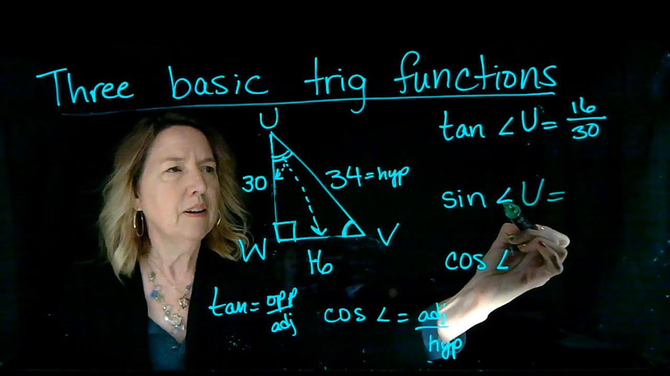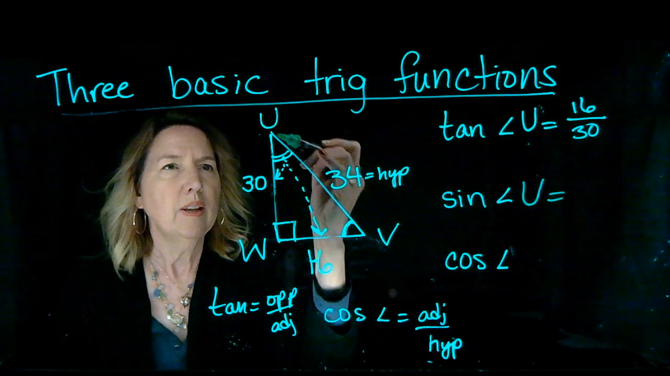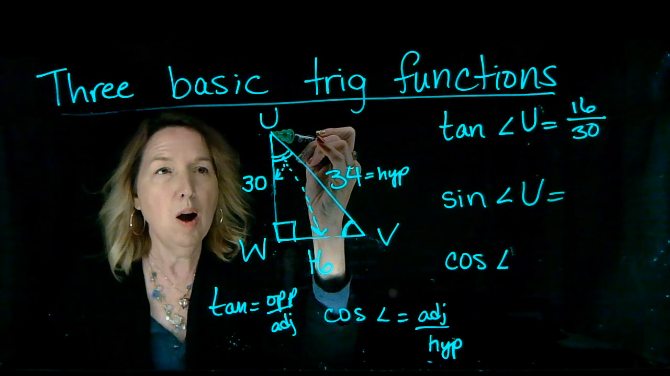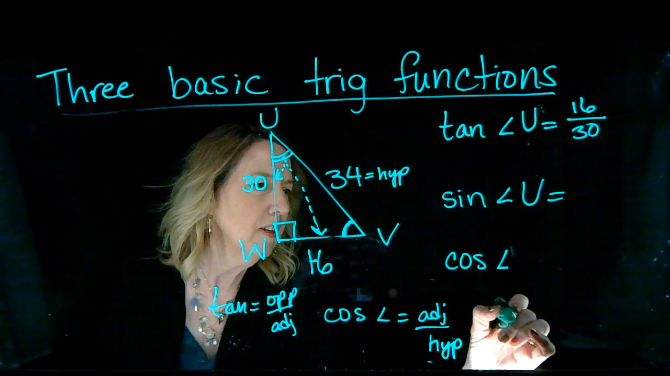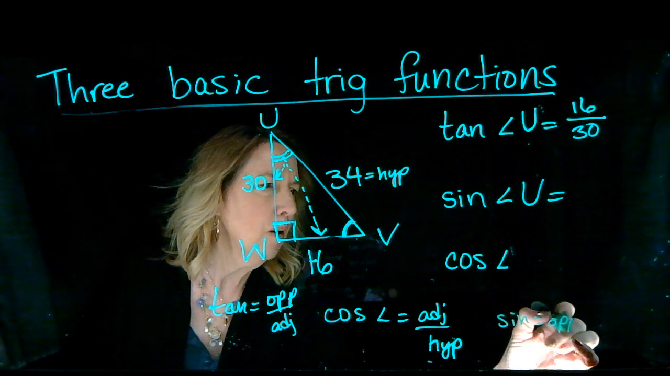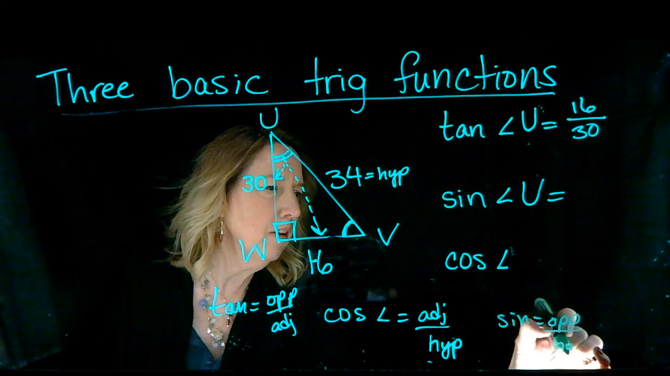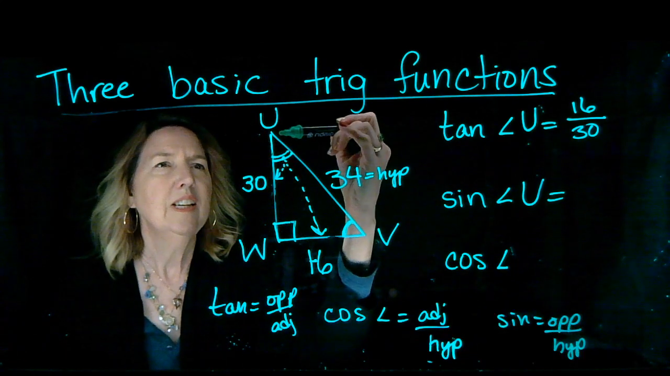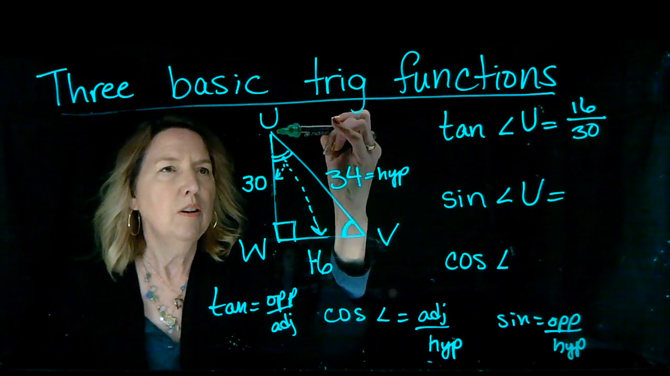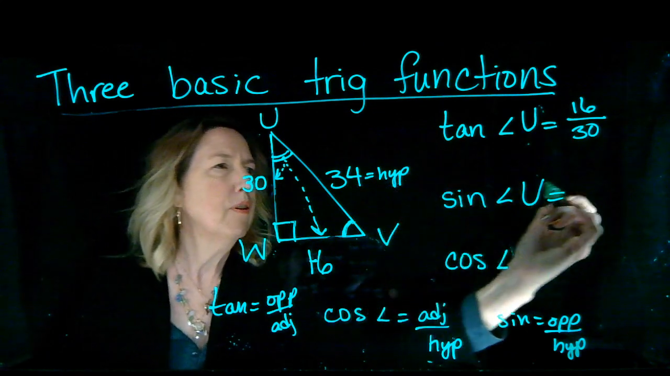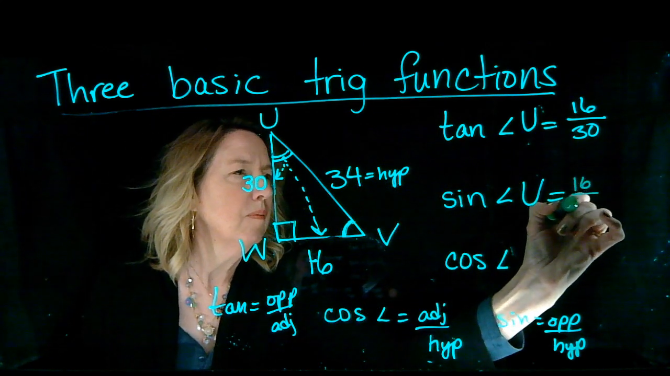The sine of angle U. Angle U, the sine is opposite over hypotenuse. Hopefully you have that in your notes. So here's angle U, opposite 16 over hypotenuse, which is 34. So 16 over 34.